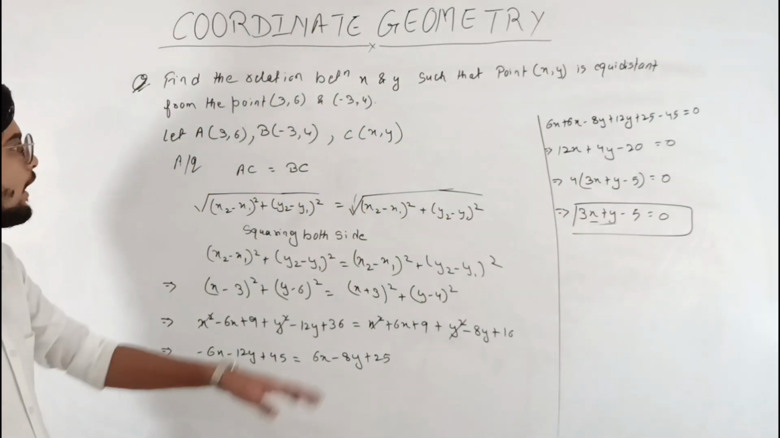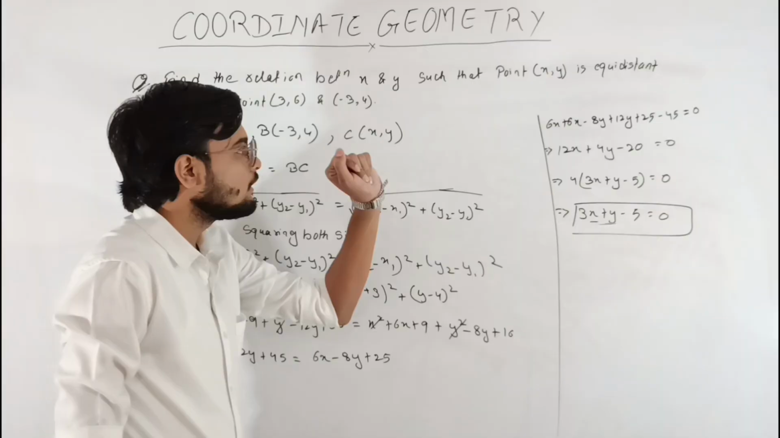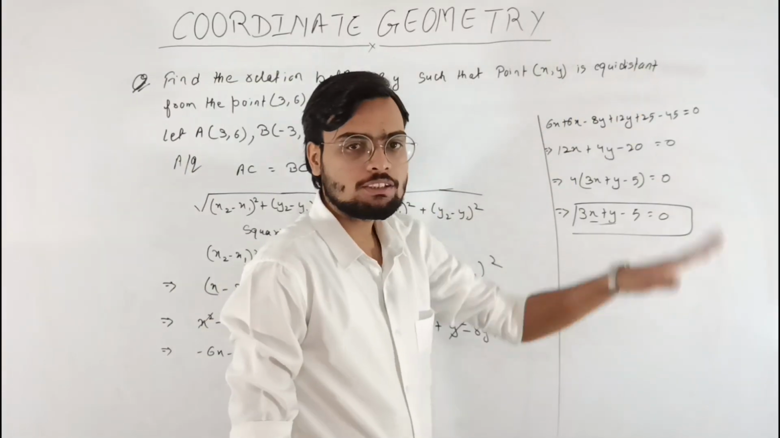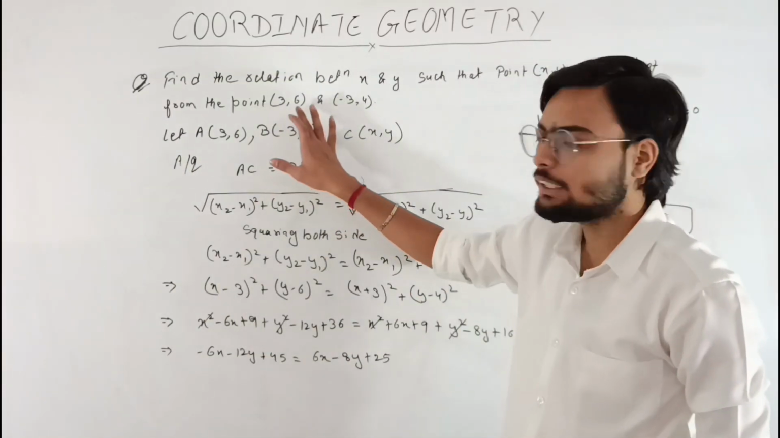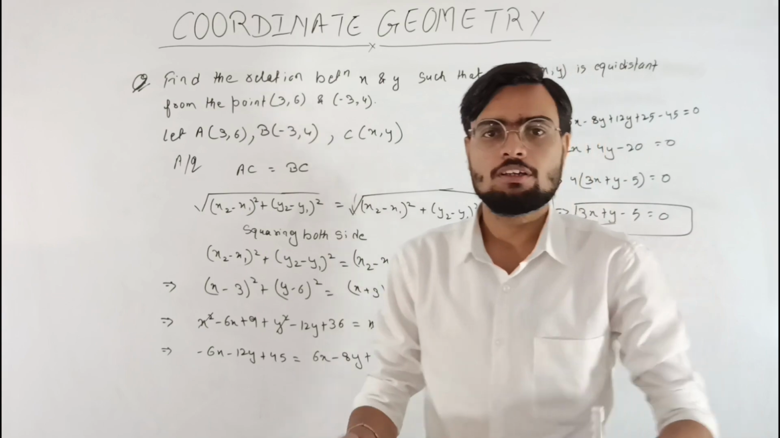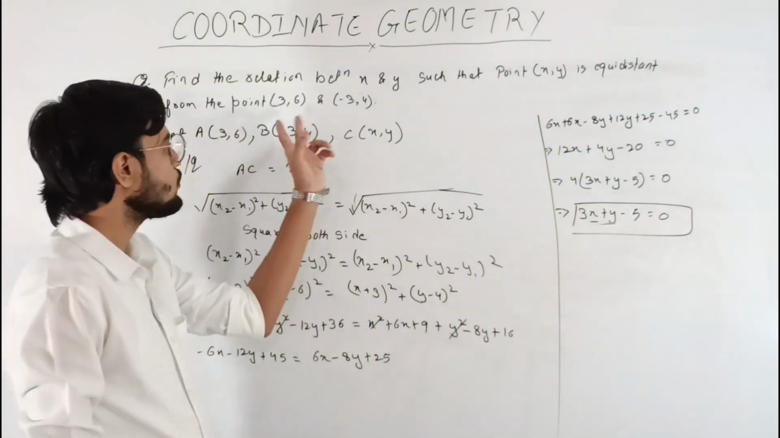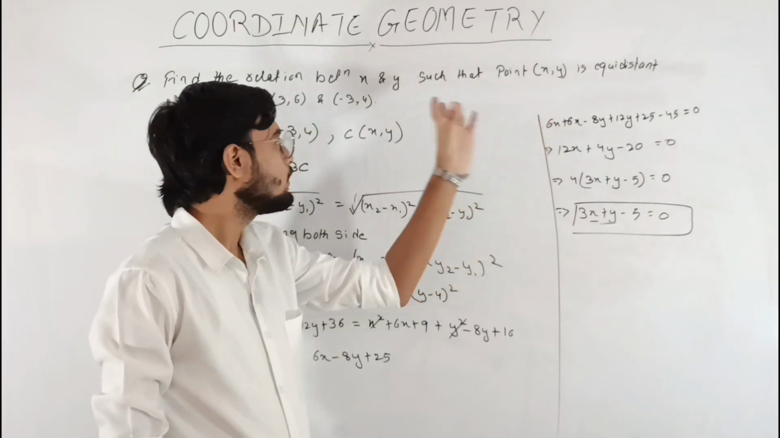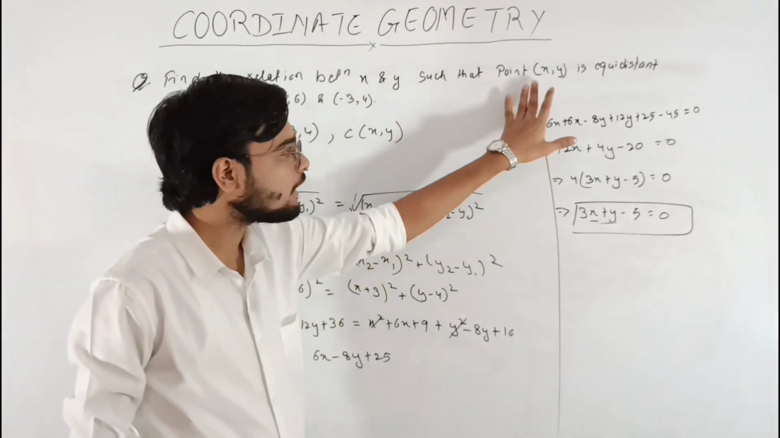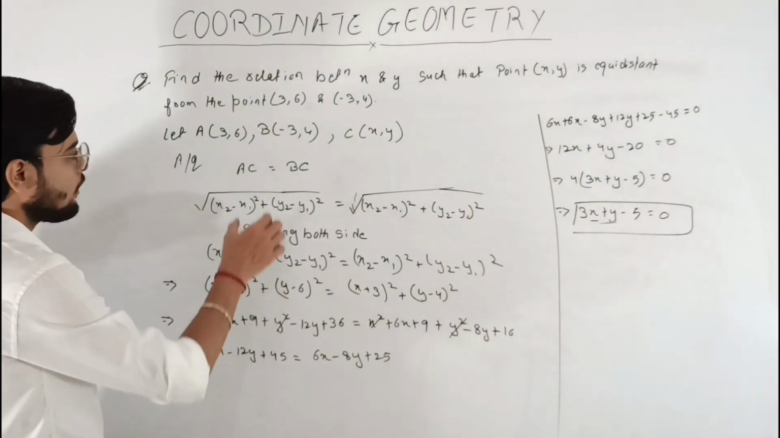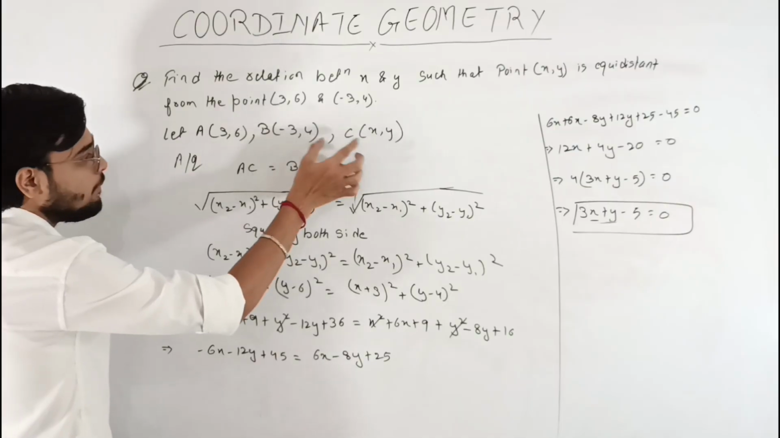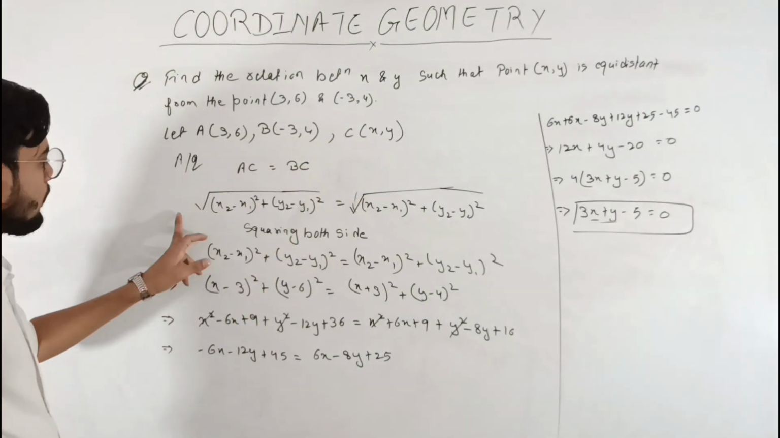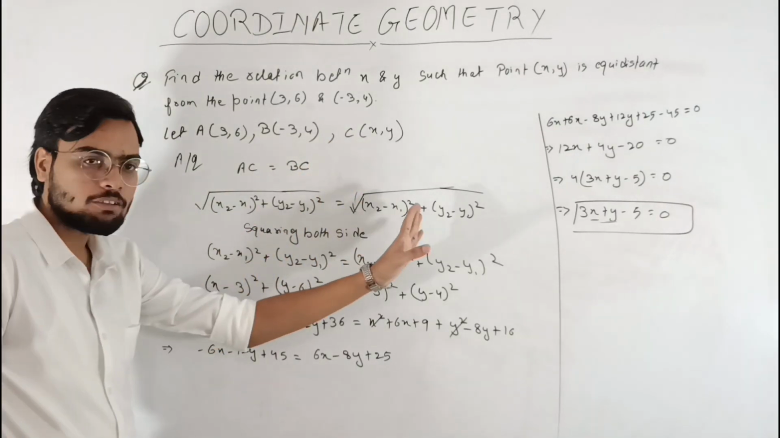The question said what? Find the relation between x and y such that point (x, y) is equidistant from two given points, that is (3, 6) and (minus 3, 4). We have 2 points, and one point which is (x, y) is at equal distance from these 2 points. Then we have to find the relation between x and y. So the question said AC and BC are equal. So by distance formula, AC is this one and BC is this one.